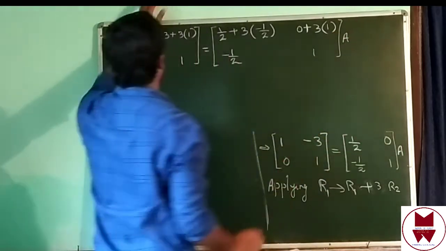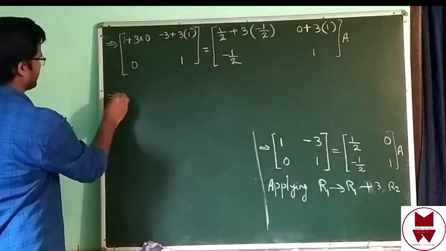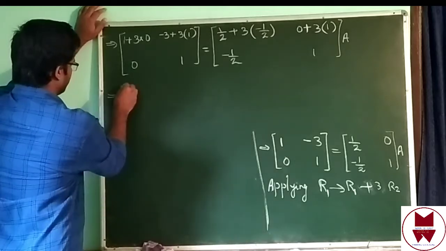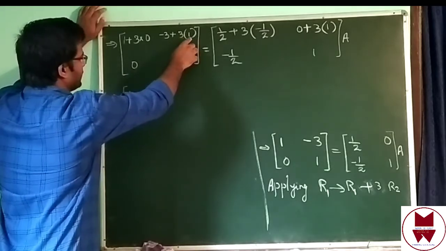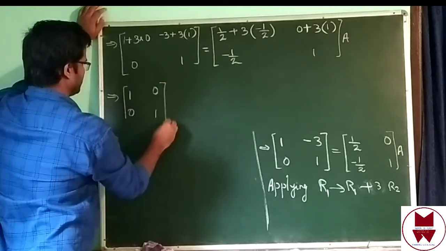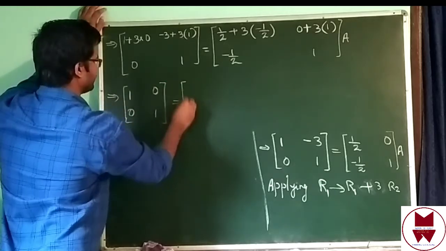into A. 3 into 0, 0. Then remaining only 1. 1. Then 3 into 1, 3. Minus 3 plus 3 will be 0. Then second row we can write as it is. 0 and 1 equal to.